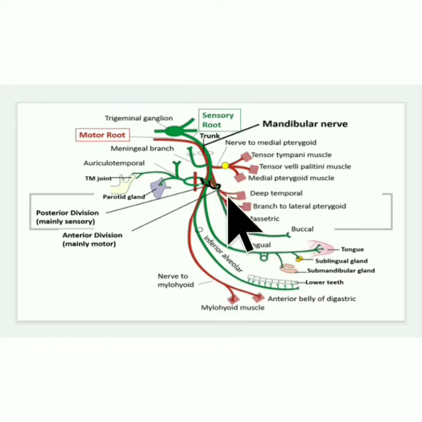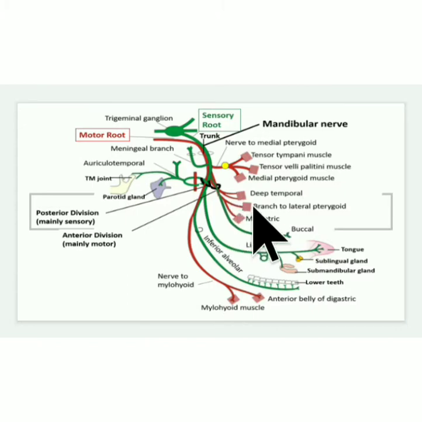Deep temporal nerve. There are two deep temporal nerves, the anterior and posterior deep temporal nerve, which enter the deep surface of the temporalis muscle and supply the temporalis muscle. The last branch of the anterior division is the branch to lateral pterygoid, which supplies the lateral pterygoid.